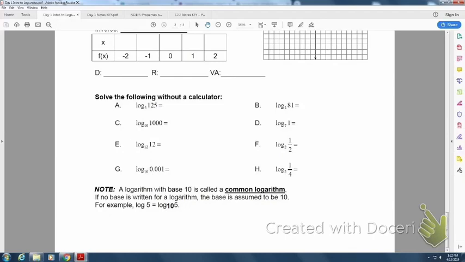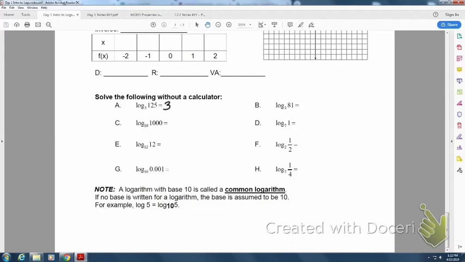So if I look at this, 5 to the power of what equals 125? 3. Because 5 times 5 is 25, times 5 is 125. So log base 5 of 125 is going to be 3.